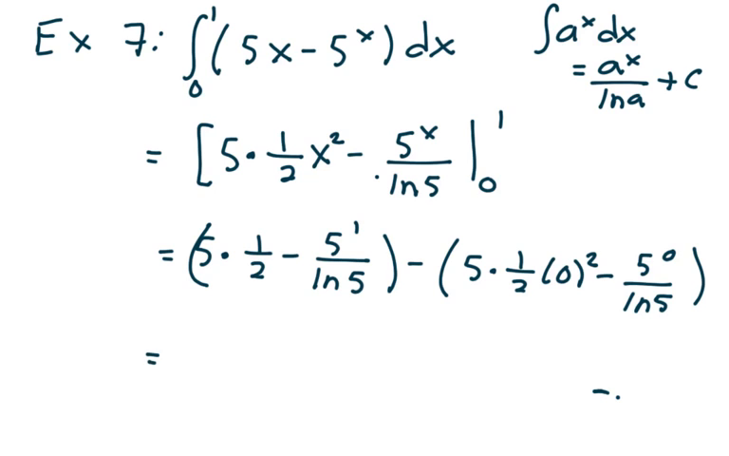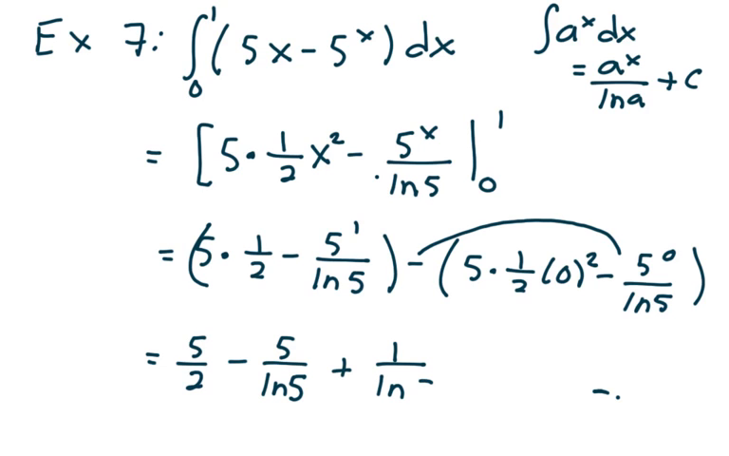But 5 times a half is 5 halves, so we get 5 over 2 minus 5 over natural log of 5. And then when I subtract a negative, I add. So I get 1 over natural log of 5. And so the correct answer here is 5 over 2 minus 4 over natural log of 5. And that's example 7. So let's do one more example for this video.